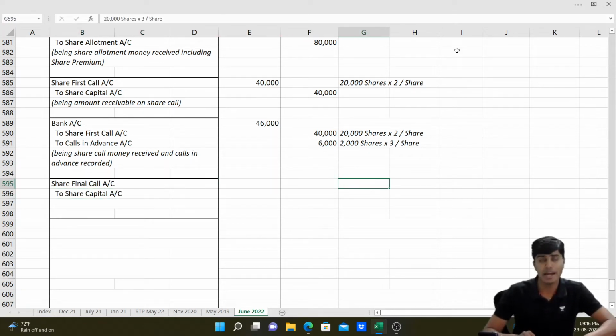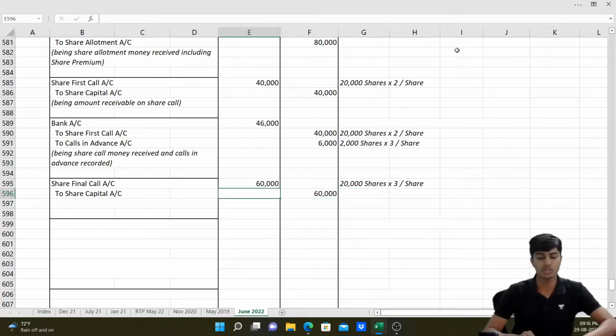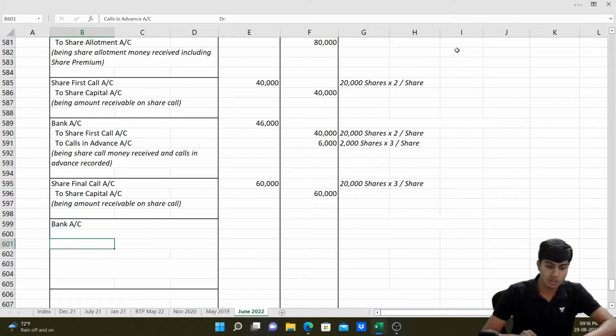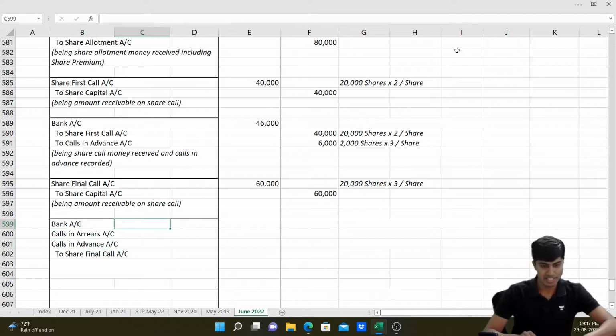This will be for the balance of 3 rupees for 20,000 shares. 20,000 into 3, 60,000. This is the amount receivable on share final call. When we go to write the entry for bank, we will not just be writing bank to share final call. We will be writing some money which is not received from two of the shareholders holding 100 and 200 shares to calls in arrears, and the money which is received in advance, that is calls in advance account. Do you guys get this?